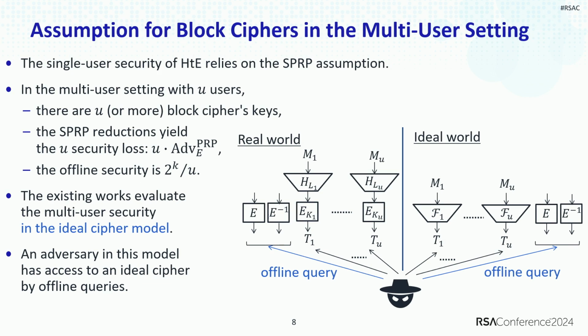In order to avoid such degradation, existing works evaluate the multi-user security in the ideal cipher model. In this model, the block cipher is assumed to be an ideal cipher, and the adversary has access to the ideal cipher by offline queries, like in this figure. And of course, in the HTE construction, the block cipher values are evaluated by using the ideal cipher.